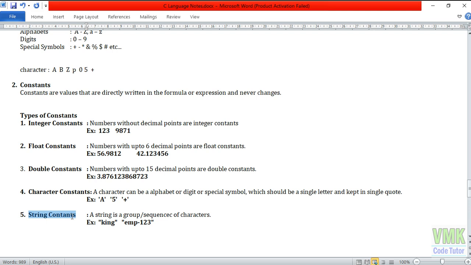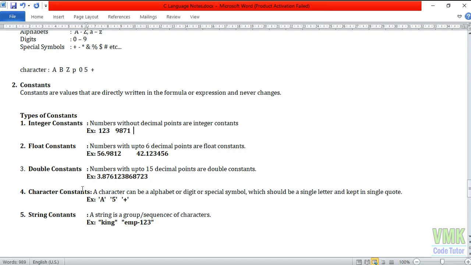Then string constants. This 9 is an integer constant, but when we put it in single quotes, it becomes a character. Characters cannot be used in calculations, but numbers can be used in calculations. That is what you have to remember.